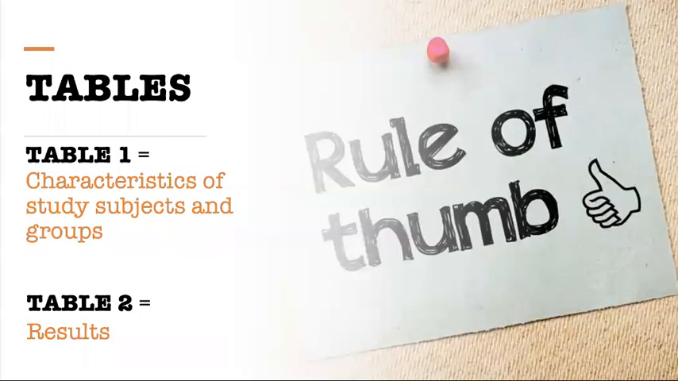All right, tables. This is another rule of thumb. So when you are reading any clinical study, any clinical trial, table 1 is always going to be the characteristics of the study subjects and the groups. Okay, table 2 is always going to be the results. Pretty much, that's a pretty good rule of thumb.